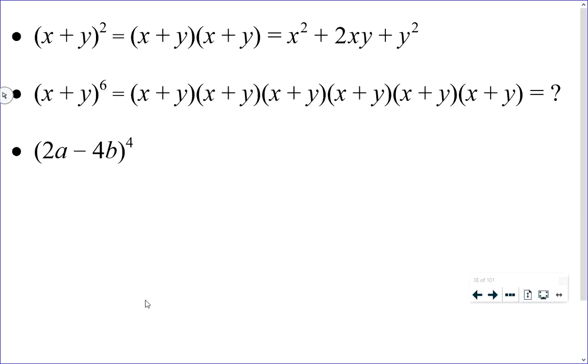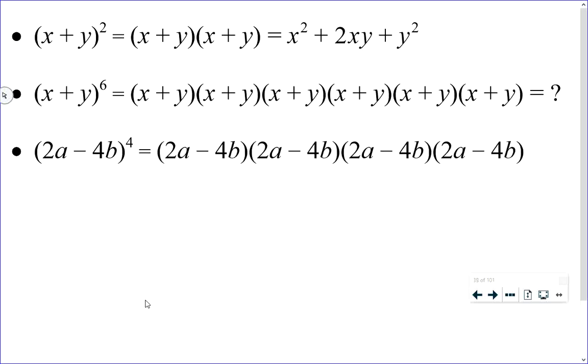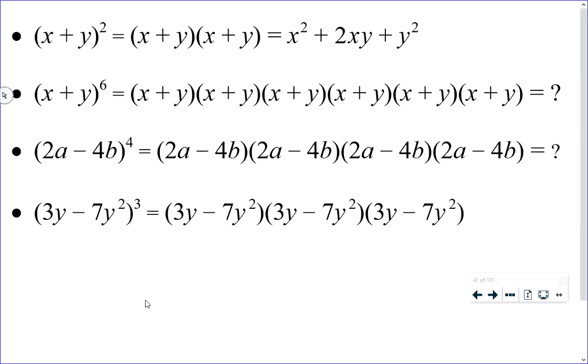It doesn't have to be x plus y. It can be any binomial. It could be 2a minus 4b, quantity raised to the 4. And the binomial theorem is what we would use to figure out what that's equal to. It doesn't have to be a linear binomial. The binomial itself could be quadratic. In this case, we have 3y minus 7y squared raised to the 3. Well, the question is then, what is that equal to? And this is what the binomial theorem is a way for us to expand these out without the heartache of having to expand it out step by step. Think of it as a set of shortcuts that will take us to the expansion.